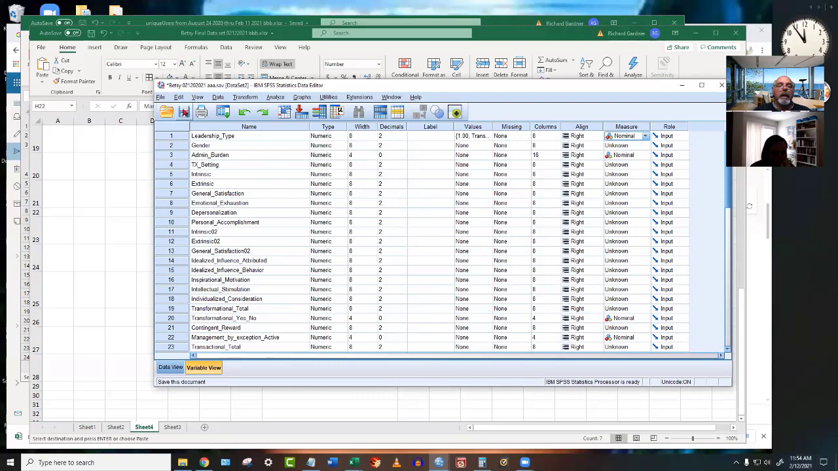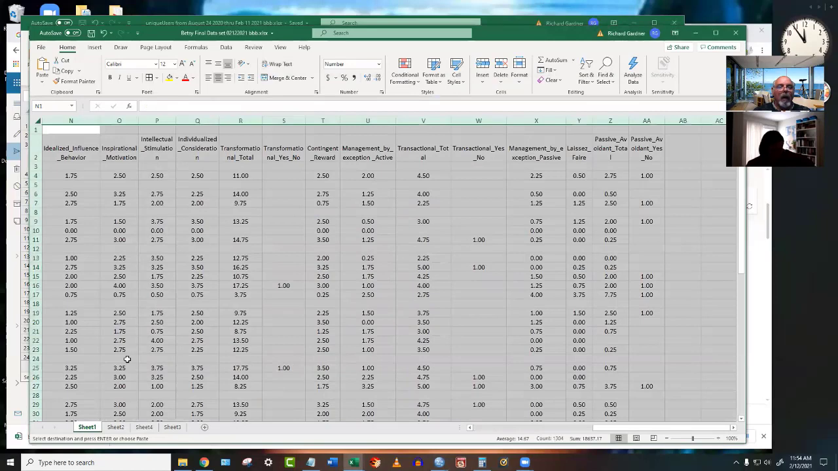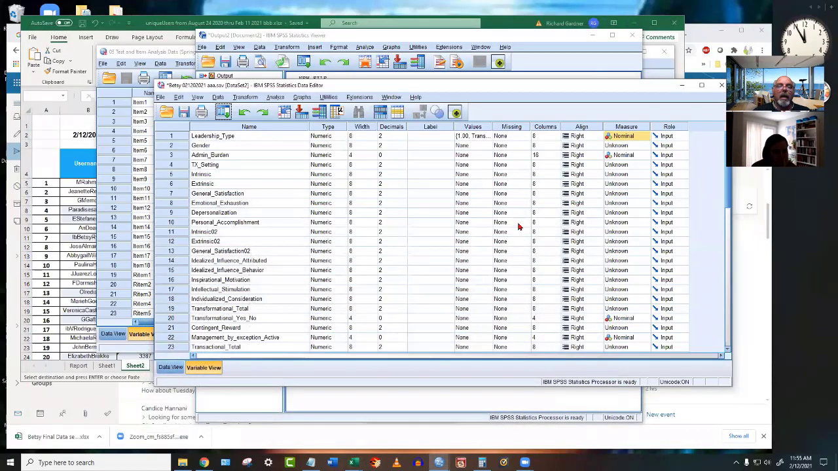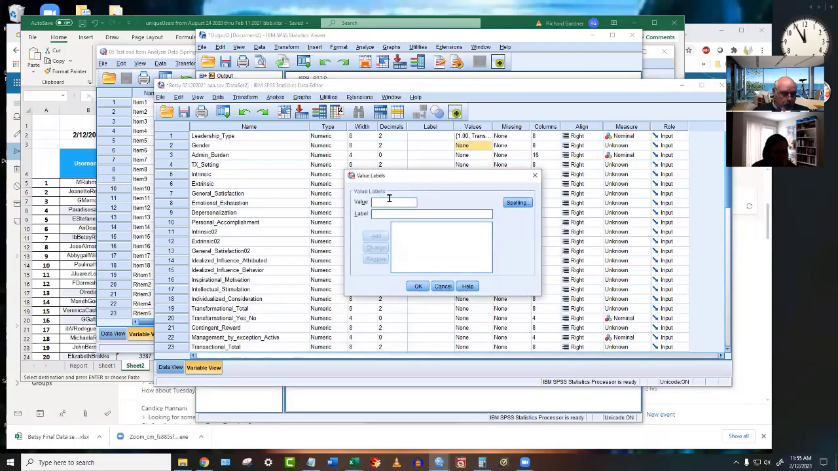Okay. So let's save as. And in gender, remember what the numbers were? I have one is female, two is male. That's what I need to know. One is female and two is male. Two is male.